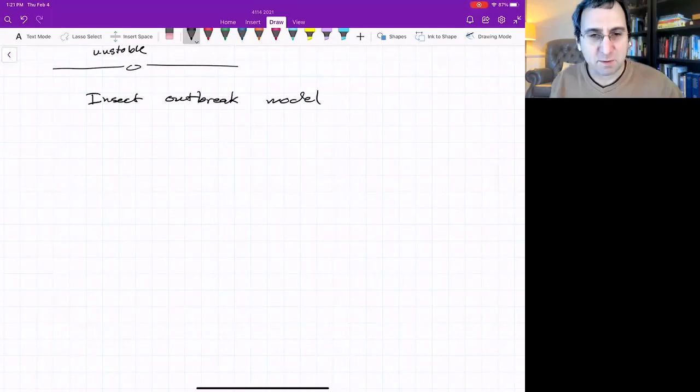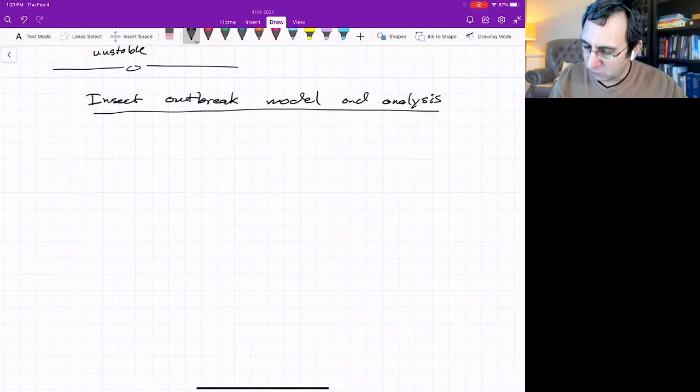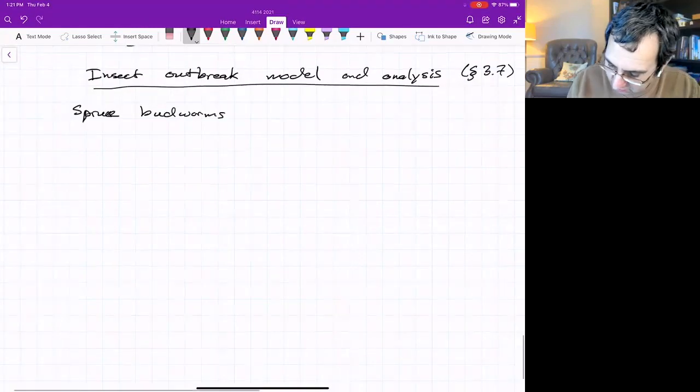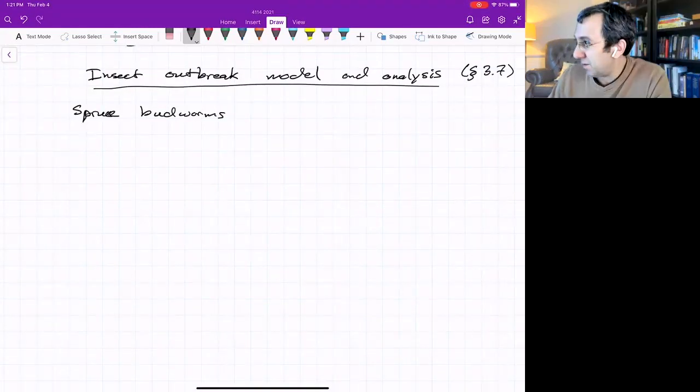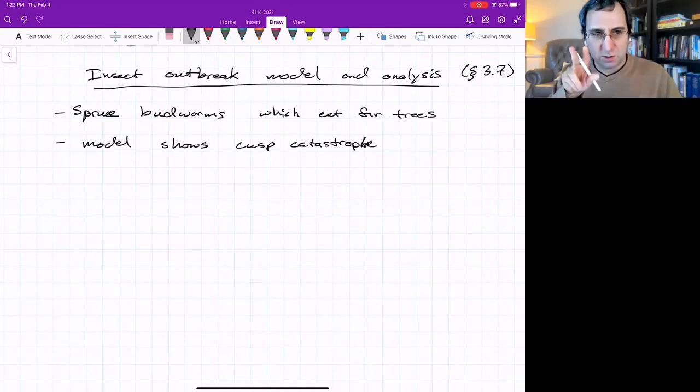Let's look at the simplest type of model about an insect outbreak, and we'll analyze it. This is section 3.7, and it's about these things called spruce budworms. They're insects that eat trees, in particular fir trees. An interesting thing about this model is it shows the Cusp Catastrophe. It will end up depending on two parameters.